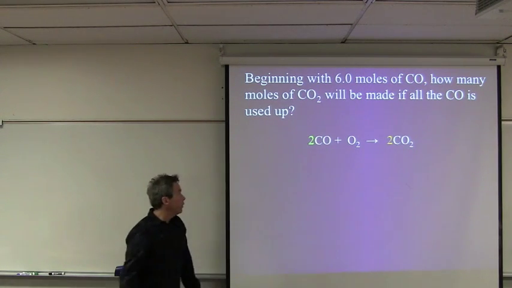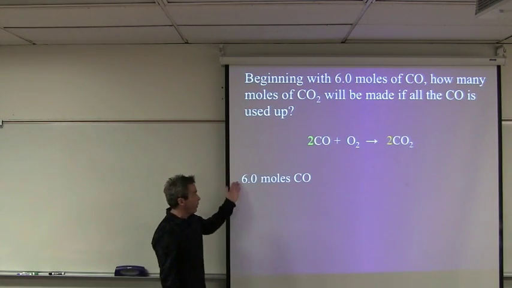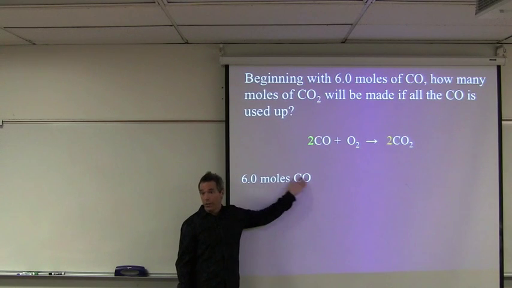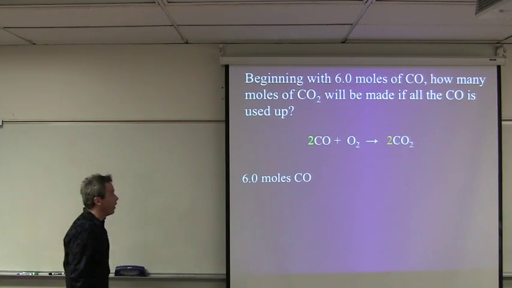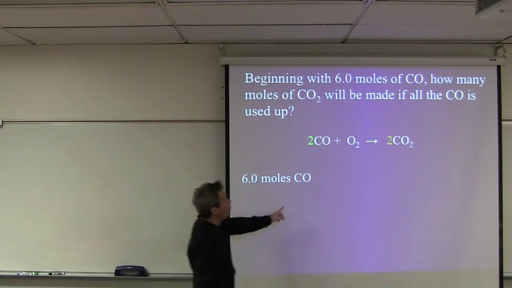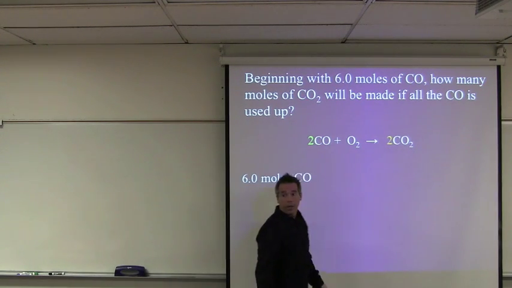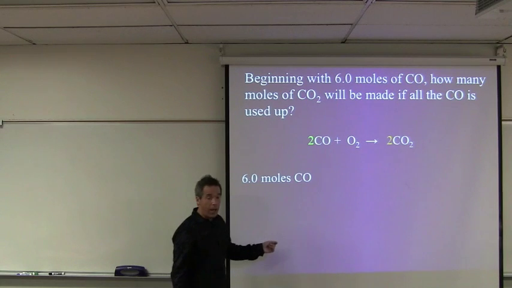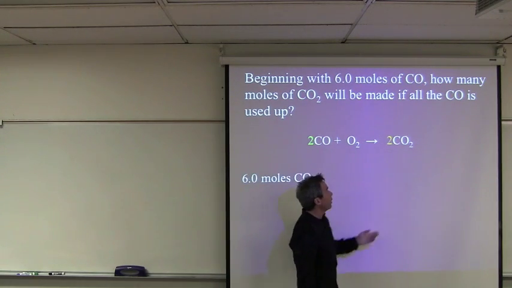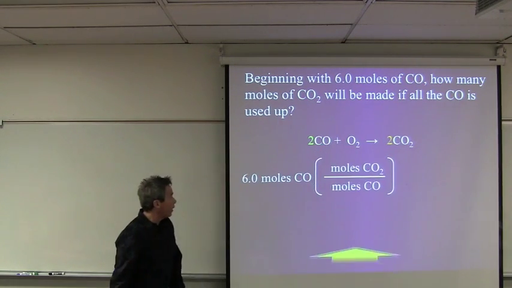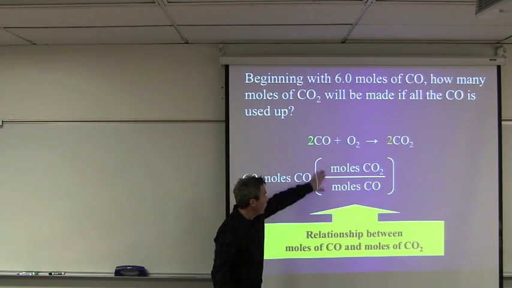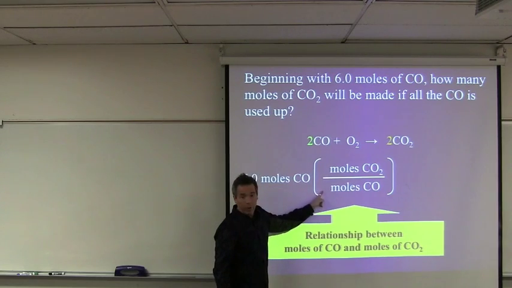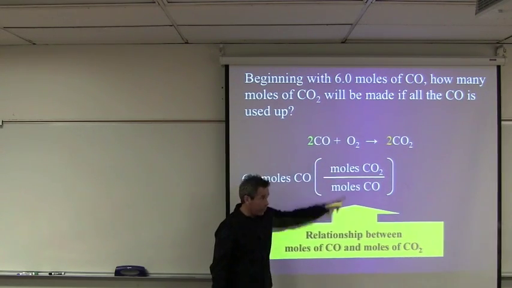So with our unit conversions, we'll write down what we start with, just like we did with the bread, 20 slices of bread. Here we're going to start with 6 moles of carbon monoxide, and we want to know how many moles of CO2 we're going to make, so we're going to convert from moles of carbon monoxide to moles of carbon dioxide. So we need the conversion factor. This is the relationship between carbon monoxide and CO2. We haven't put the numbers in. Where do we get these numbers? From the balanced equation, right?